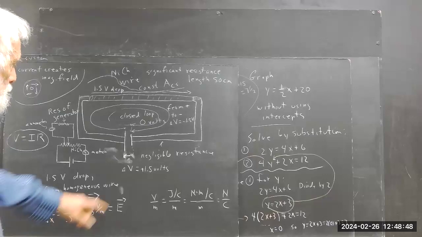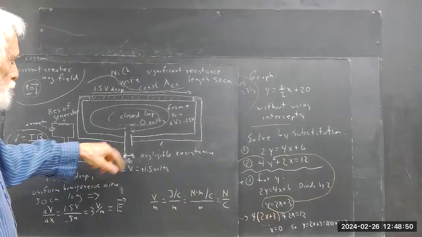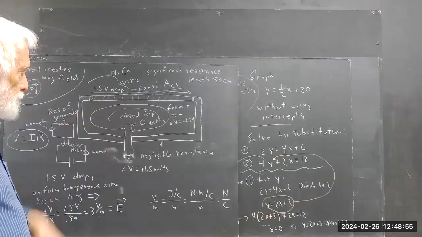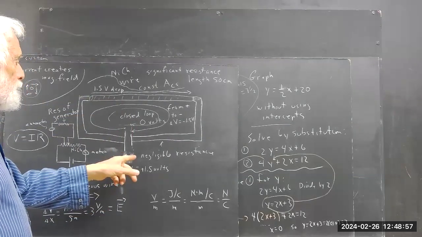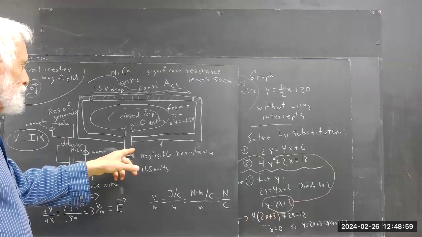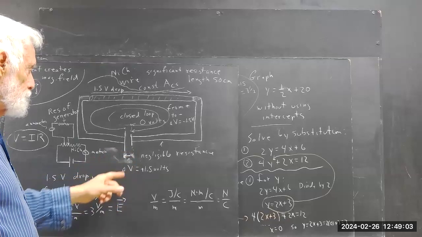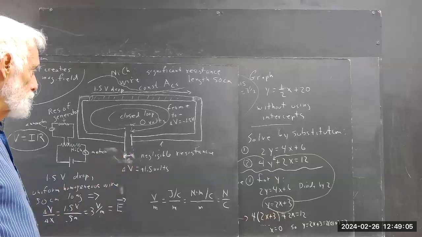At a voltage of 1.5 volts from here to here. This is your 1.5 volt battery. The potential increases by 1.5 volts from here to here. So the potential increase from here to here is 1.5 volts.